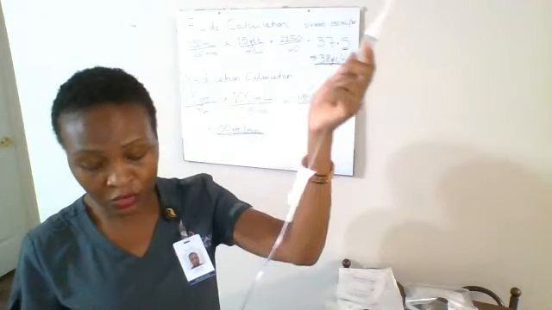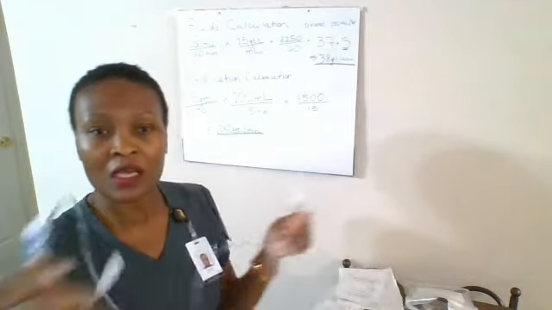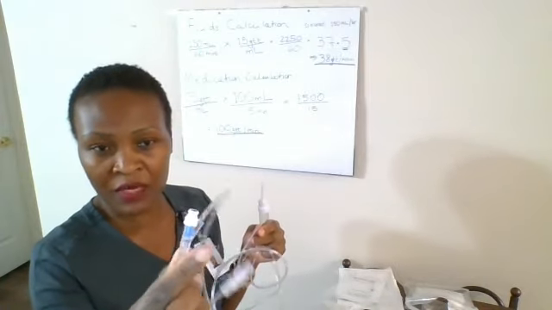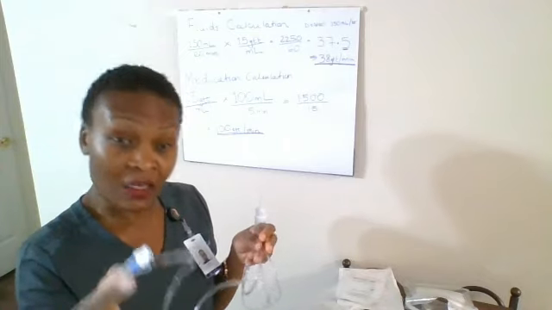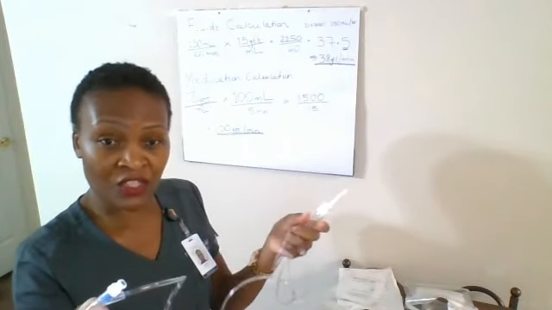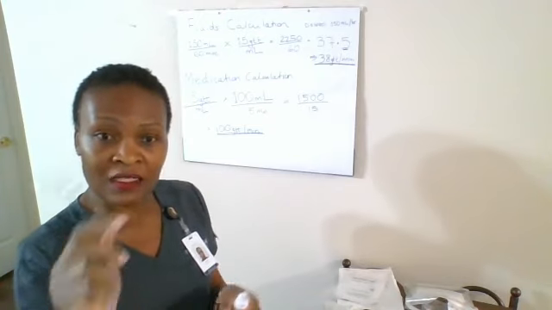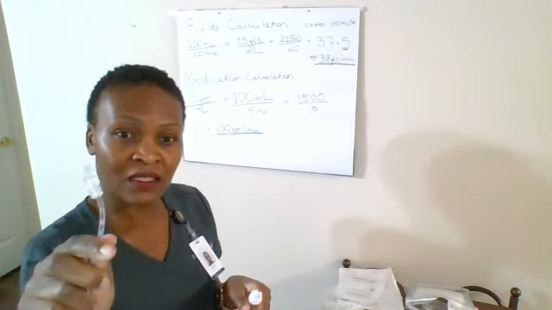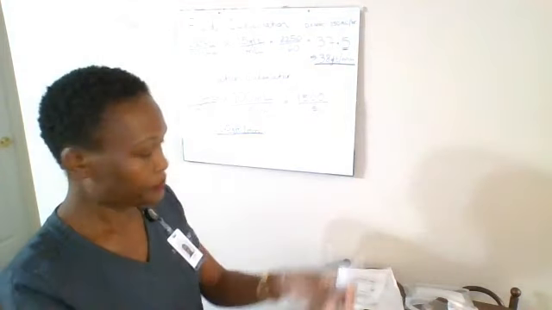to prime my tubing. I'm also going to have a Y port right here on my primary tubing, which is what I'm going to use to connect my secondary tubing, which has my medication, to this primary tubing. And I also have, lastly, the adapter end, which is what goes into the patient IV site.